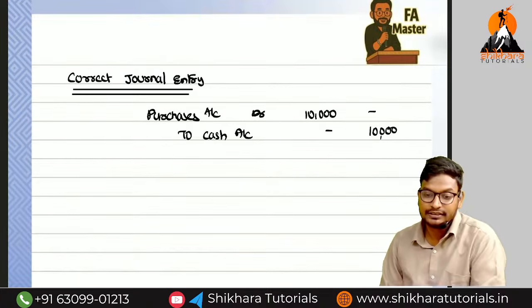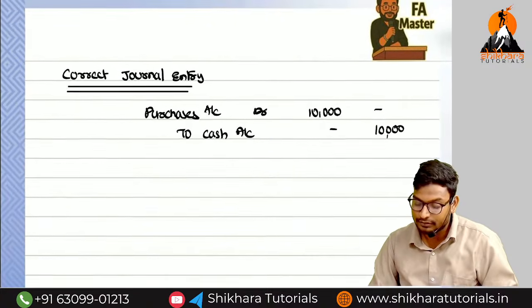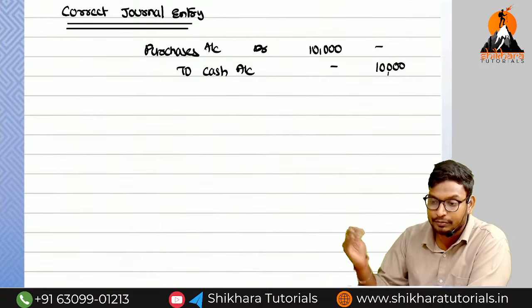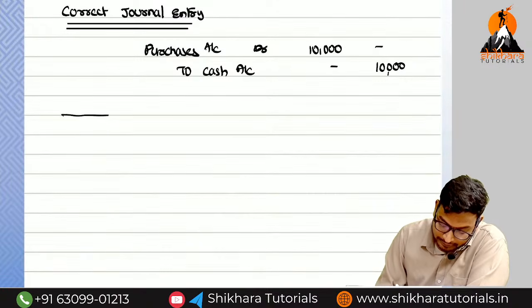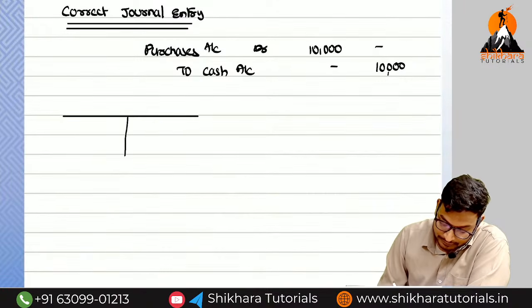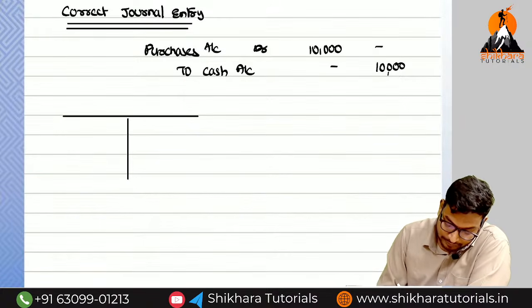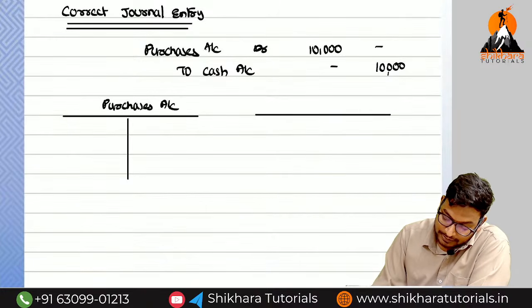As this one is a first example, I am going a little bit slow. So next onwards I am going to prepare the trial balance directly. Okay? So which accounts do we need to prepare? Two accounts. What are the two accounts? Purchase account and the next one? Cash account.